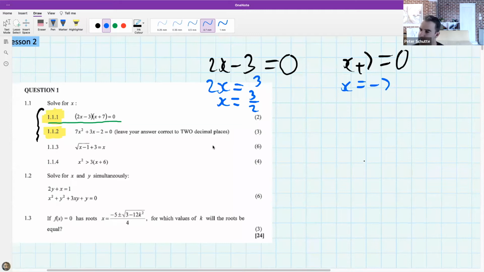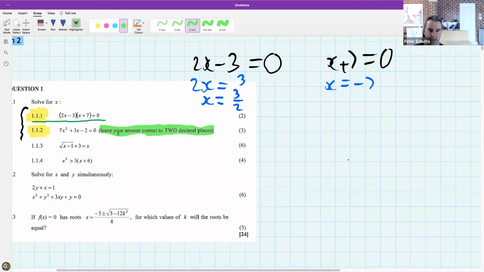Awesome. Now, the second question, there's a bit of information: leave your answer correct to 2 decimal places. What is that secretly telling you? I want to know in the chat or anywhere, what is that secretly telling you? And then once you know what it's telling you, I want to see some answers coming through in the chat.